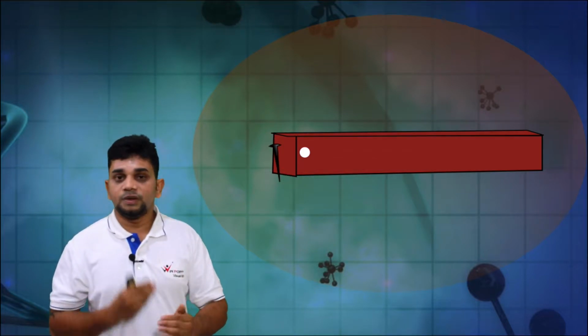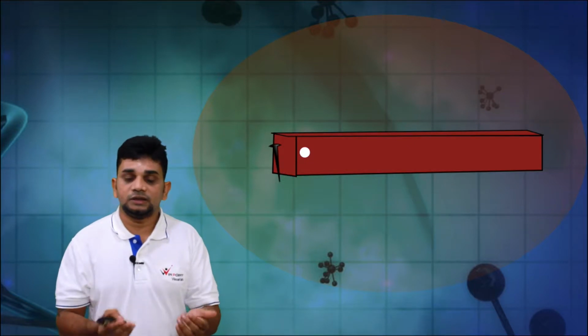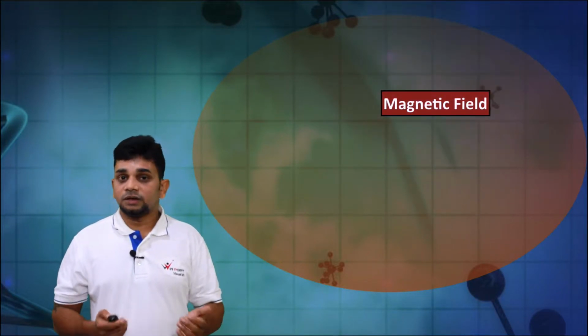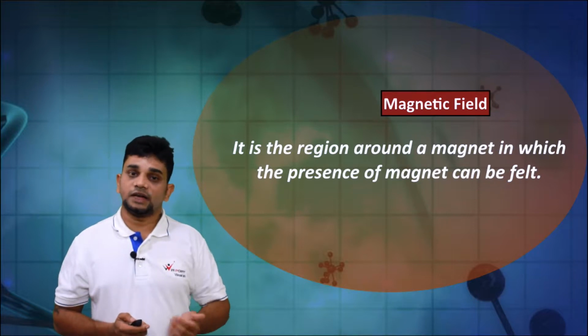Around the magnet there will be a field. That field is known as magnetic field. In this field we can feel the presence of the magnet. Now let's write the notes. Magnetic field: it is a region around a magnet in which the presence of the magnet can be felt.